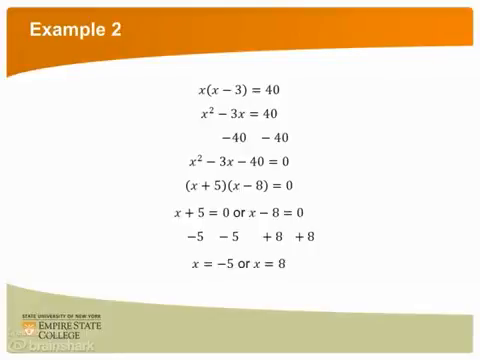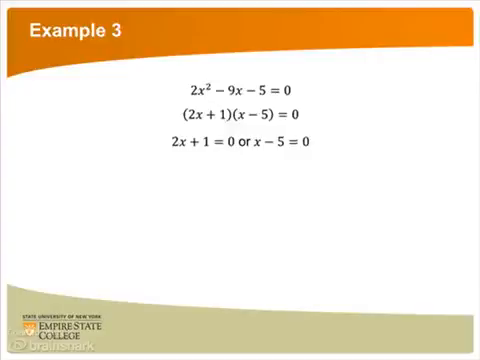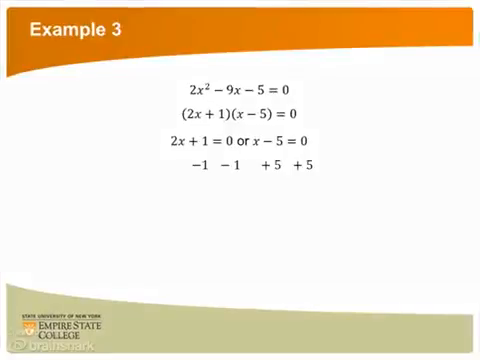What if our quadratic has a leading coefficient that is not 1? Suppose we have 2x squared minus 9x minus 5 equals 0. This quadratic is harder to factor. After some guessing and checking, we find the correct factors as 2x plus 1 and x minus 5. Split the factors into separate equations. Now we work to solve each equation. The second equation is simple to solve. Just add 5 to both sides of the equation.